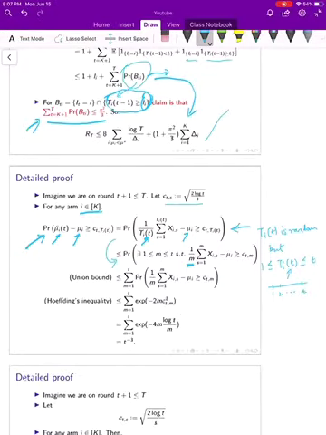And this is an inequality because we are removing the condition. So this step is just the union bound. This is a union event, and so we can shift it in terms of the summation. So here this step is Hoeffding's inequality.